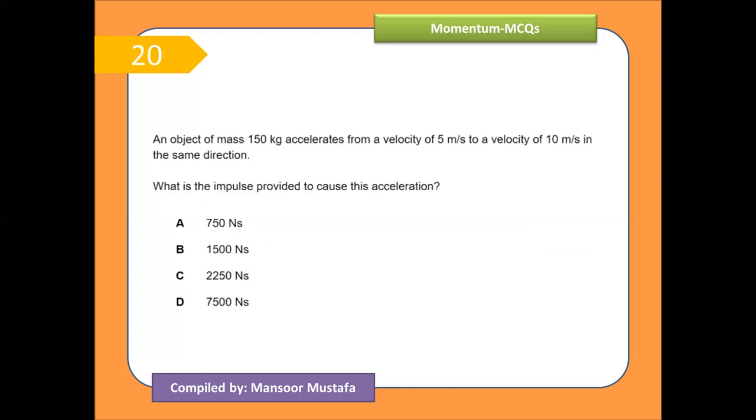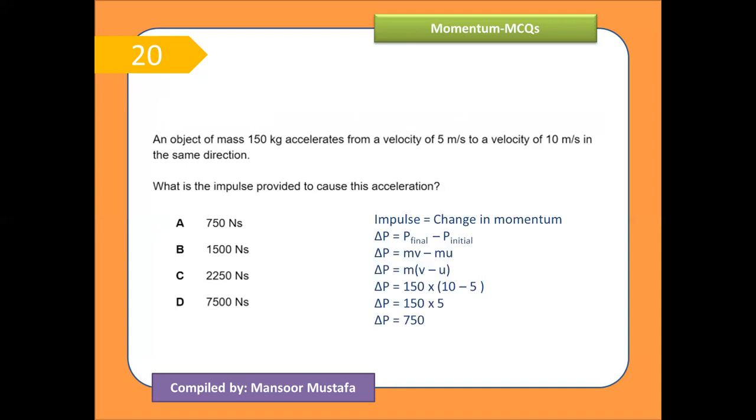Now next question. An object of mass 150 kilograms accelerates from a velocity of 5 meters per second to a velocity of 10 meters per second in the same direction. What is the impulse provided to cause this acceleration? The speed is changing from 5 to 10 and the mass is 150, and you have to find the impulse. So for calculating impulse, we have to find the change in momentum. Change in momentum means final momentum minus initial momentum. Final momentum is mv and initial momentum is mu, so the mass will remain the same. Taking the values, final velocity is 10 and initial velocity is 5.